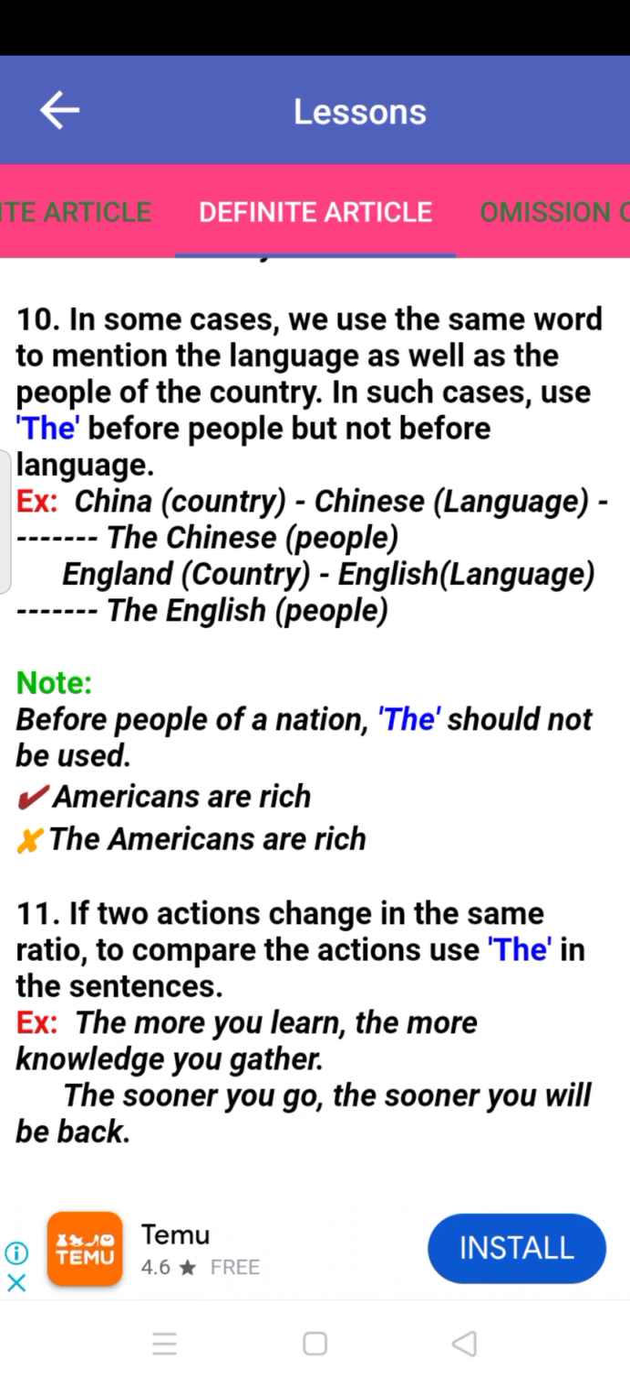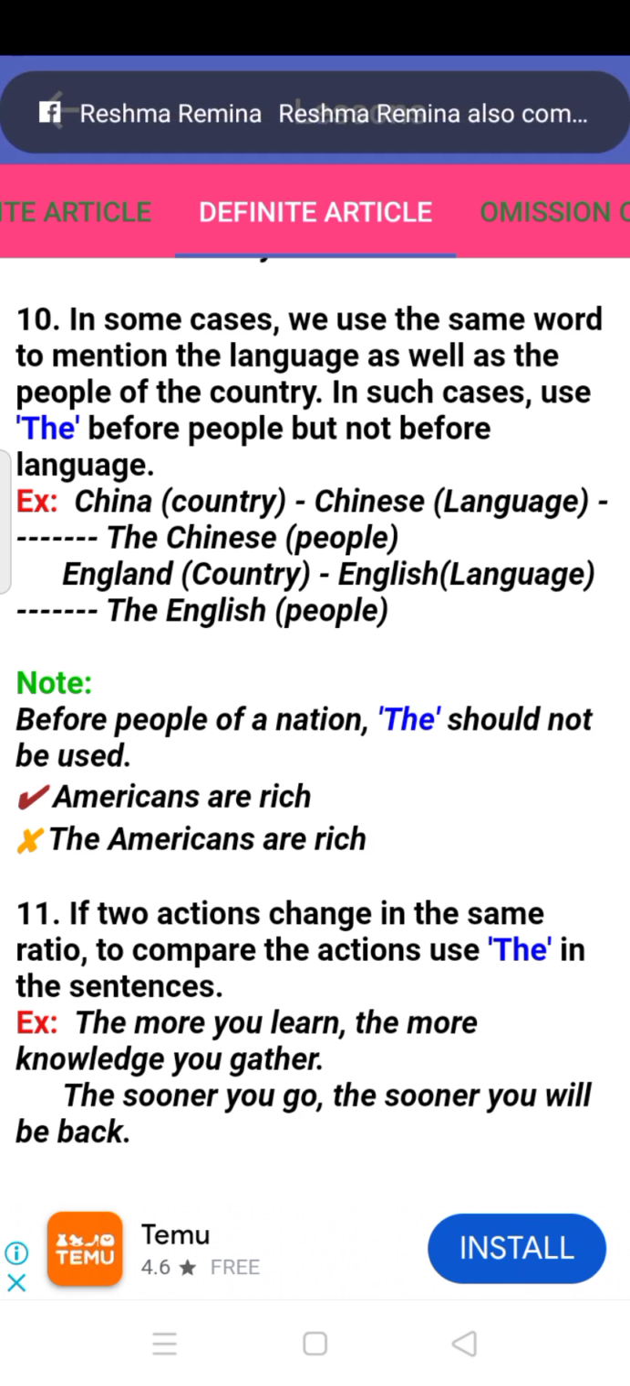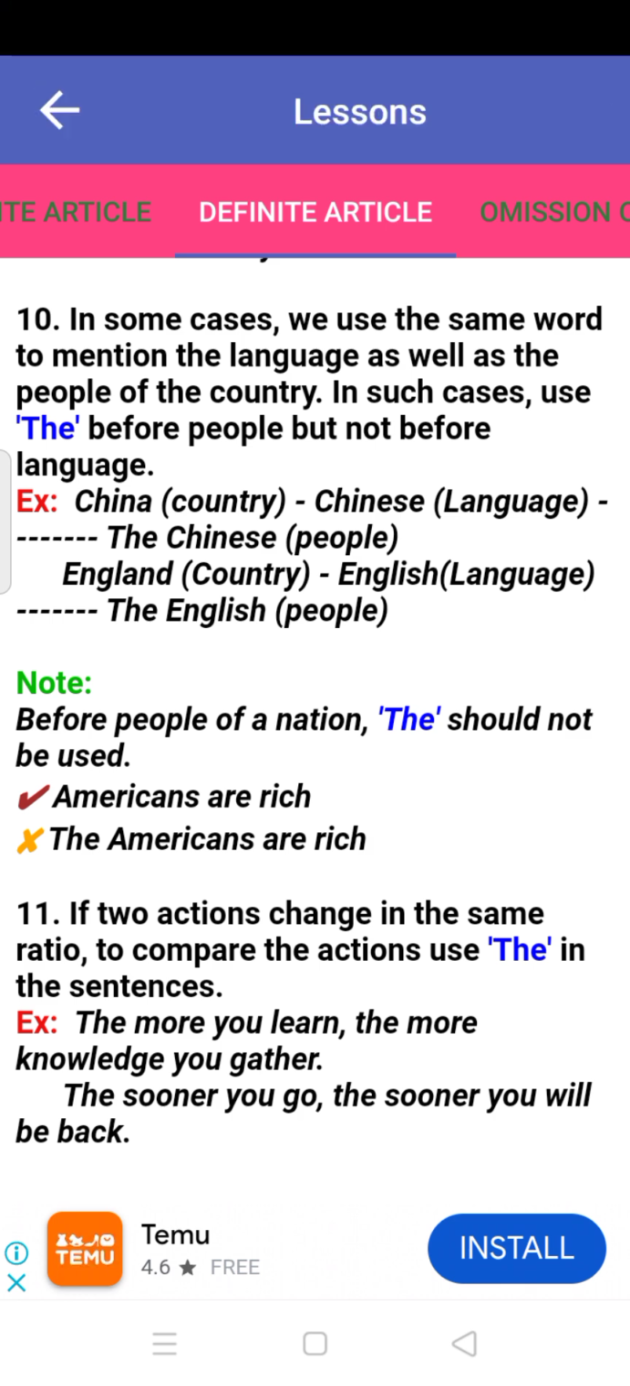So here's what's wrong. "Americans are rich" is correct because we don't use the article "the" in front of Americans. If we use that, it is completely wrong. That will not sound grammatically correct. If two comparatives change in the same ratio, to compare them, use "the" in the sentence. The more you learn, the more knowledge you gather. The sooner you go, the sooner you will be back.